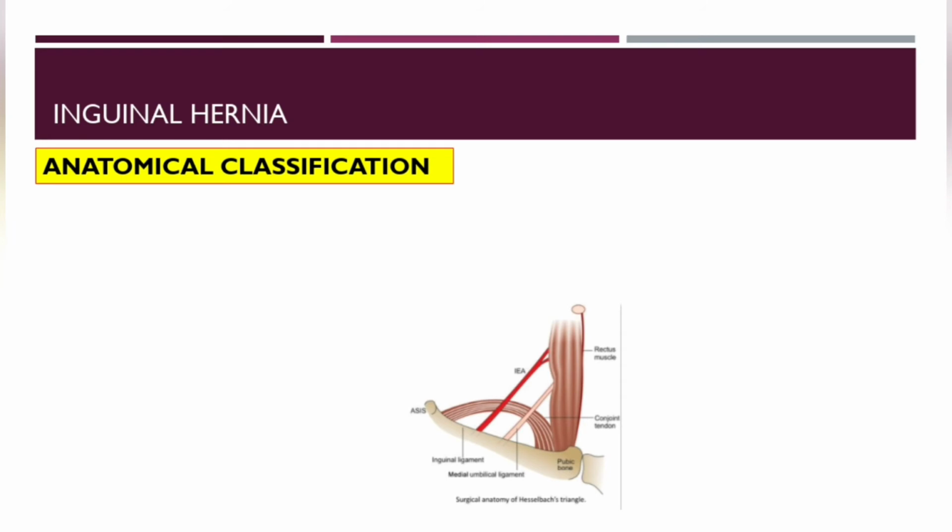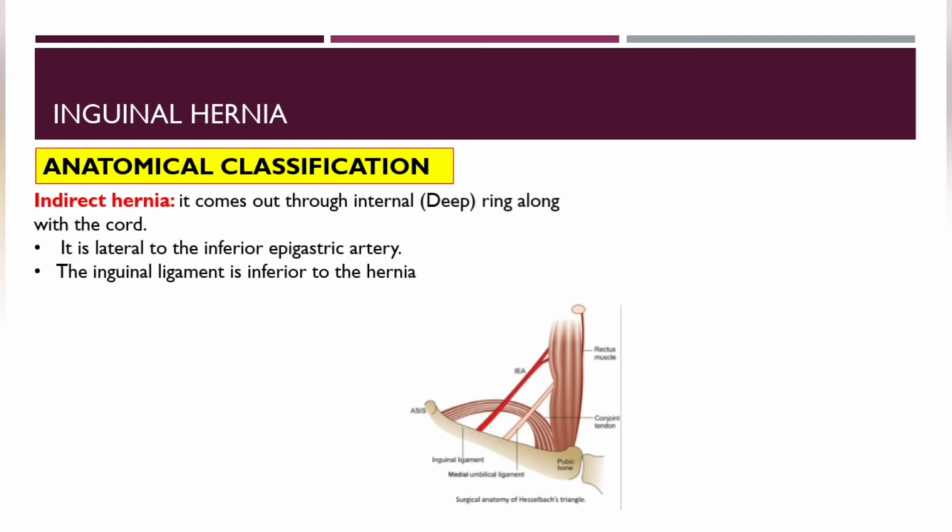There is anatomical classification and classification according to the extent. Starting with the anatomical classification, there is the indirect inguinal hernia. This one comes through the internal or deep inguinal ring along with the spermatic cord, and it is lateral to the inferior epigastric artery. This is the inferior epigastric artery. So the hernia will be lateral here, and the inguinal ligament is inferior to the hernia.